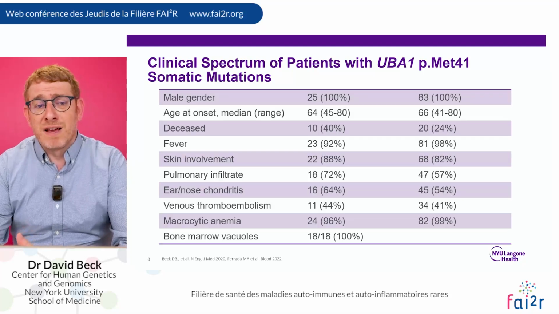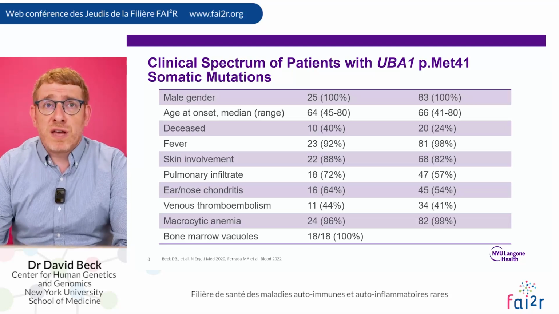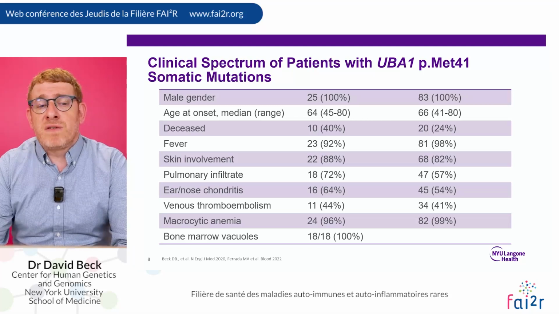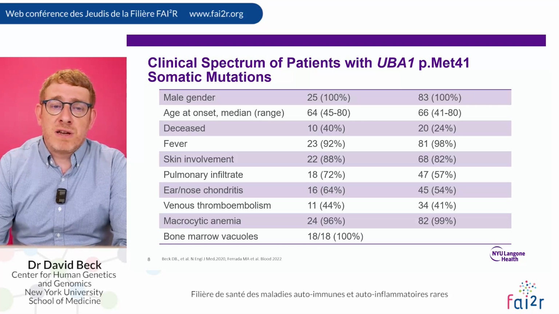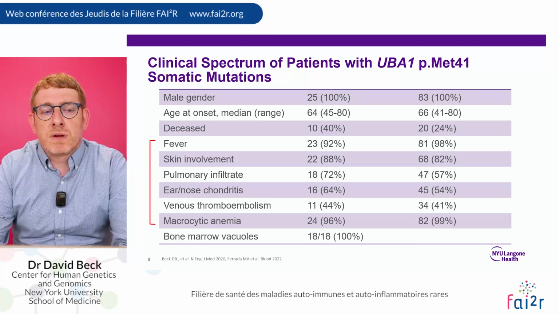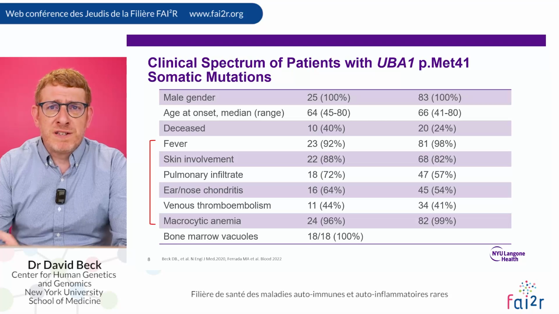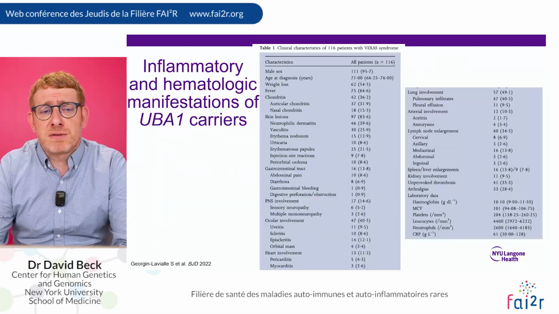And here's just highlighting the clinical symptoms, not just the clinical diagnoses. So the demographics, usually age of onset is 64 years old, predominantly happens in men, although there are reports in women, fever, skin, lung, cartilage inflammation, and then the hematologic features. So macrocytic anemia is common within the disease, venous thromboembolism, so blood clots, and bone marrow vacuoles. So really the disease encompasses both inflammatory and hematologic manifestations.